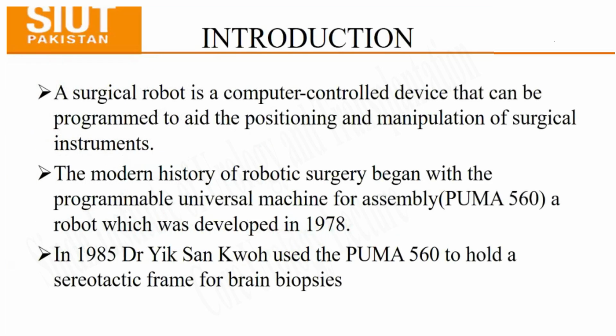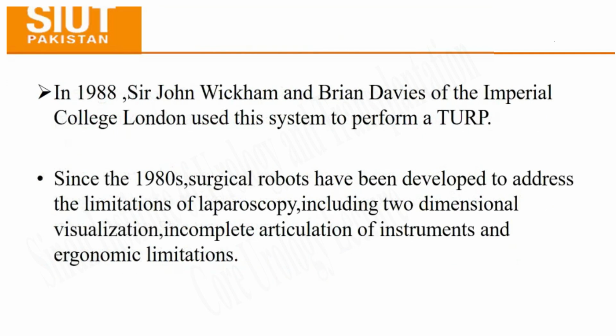First of all, introduction. Surgical robot is a computer-controlled device that can be programmed to aid the positioning and manipulation of surgical instruments. The modern history of robotic surgery begins with the programmable universal machine for assembly, Puma 560, a robot developed in 1978. In 1985, Dr. Sen Yu used the Puma 560 to hold a stereotactic frame for brain biopsies. In 1988, Sir John Wickham and Brand Davis of the Imperial College London used the system to perform TURP.